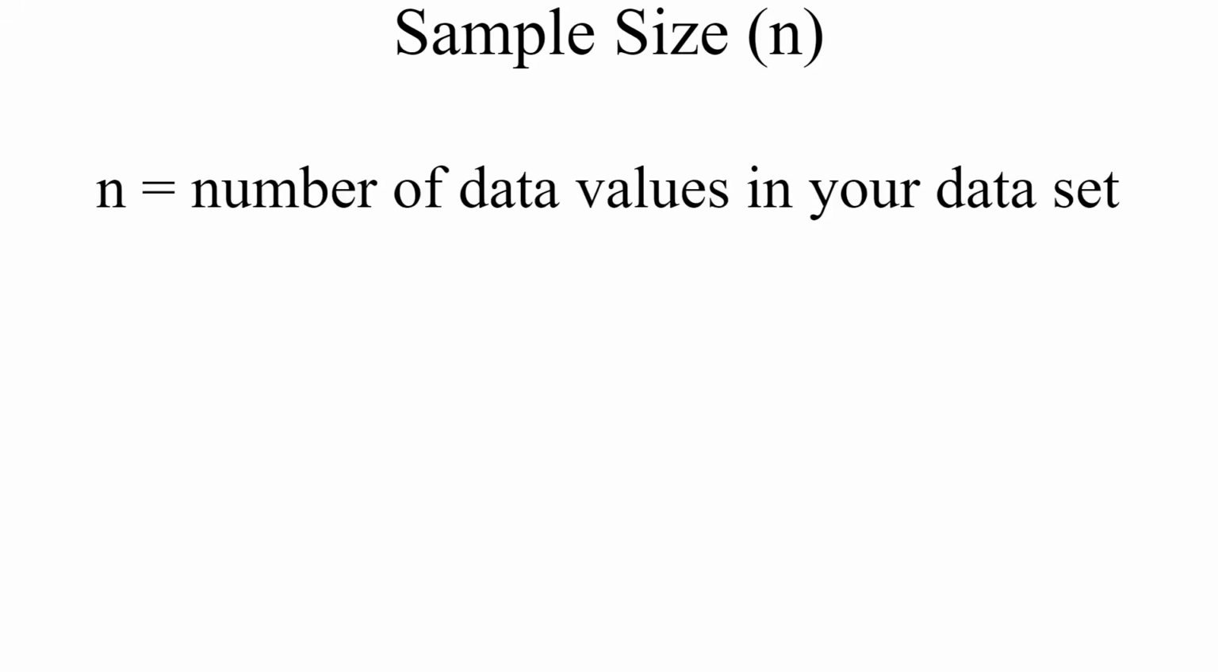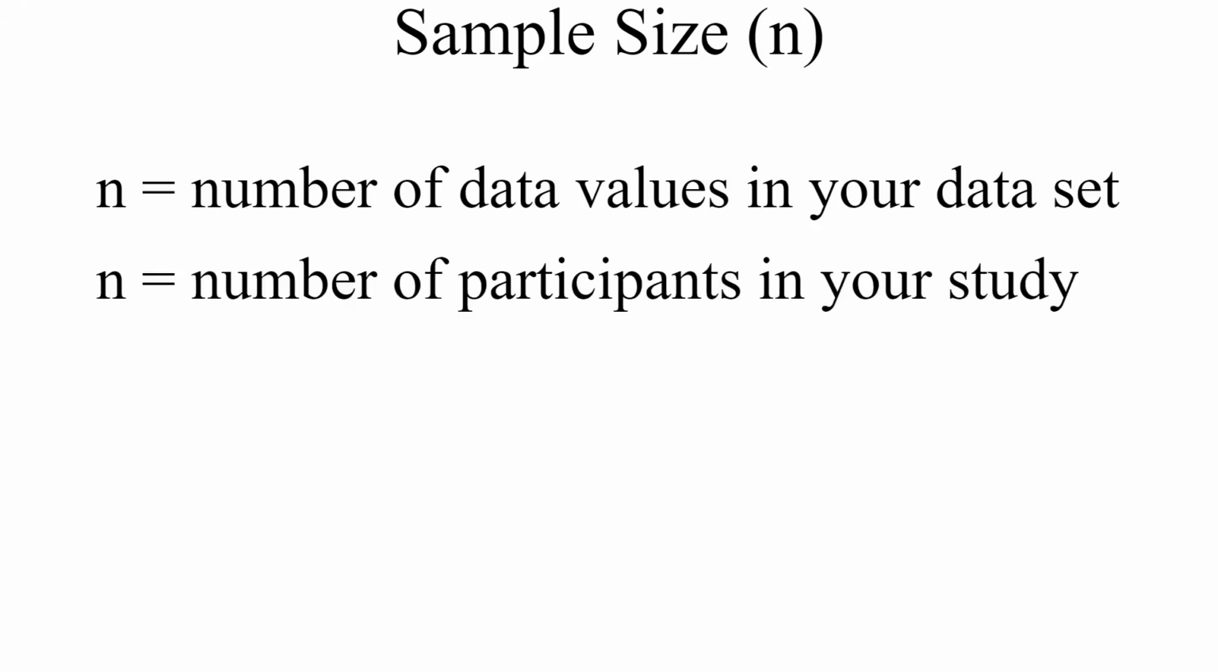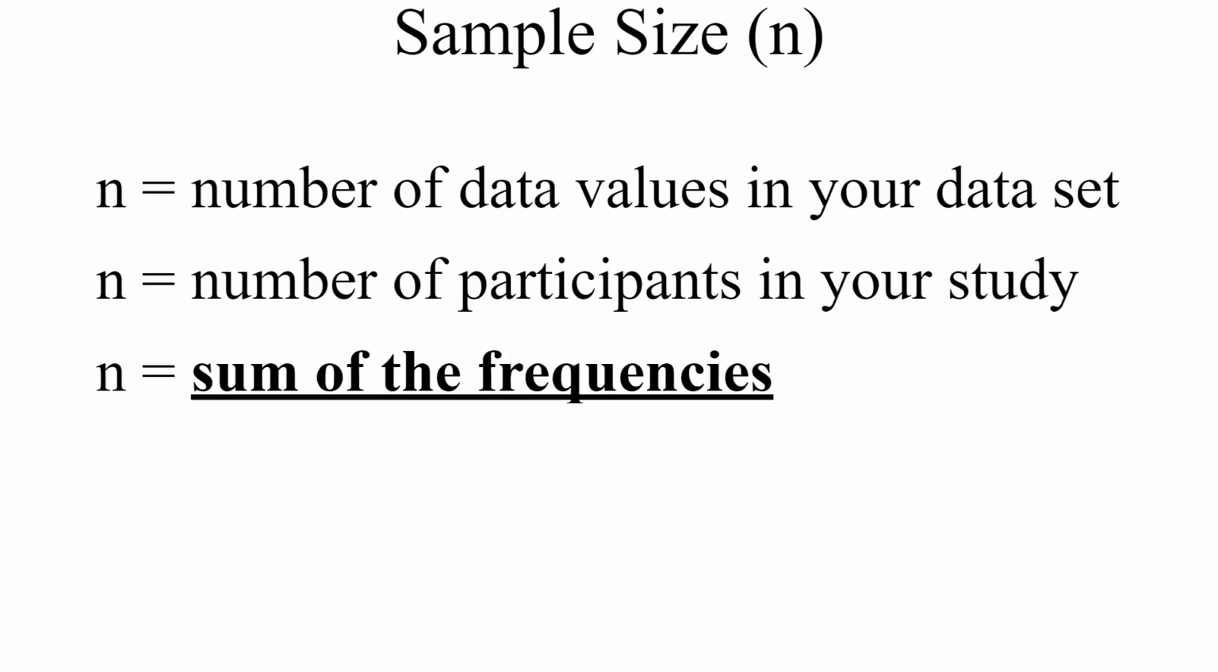Okay, so first thing we need to talk about is sample size. We've talked about this in another video before, but just a quick overview. So sample size, we use lowercase n, not to be confused with population size. N is the number of data values in your data set. It's also the number of participants in your study. And those first two are pretty self-explanatory. What lots of people tend to forget is that n is the sum of the frequencies. So we might have to add up some frequencies to figure out n for some problems, as you'll see.